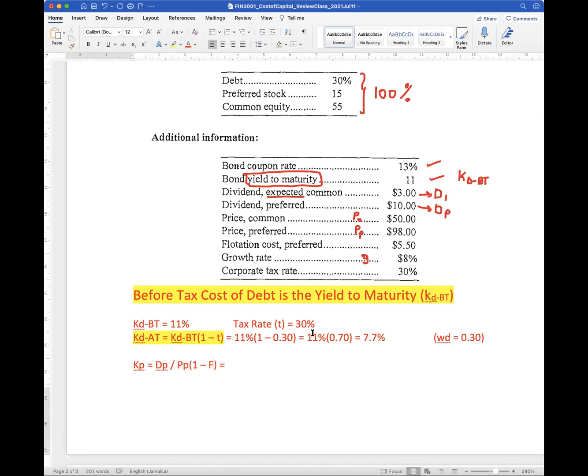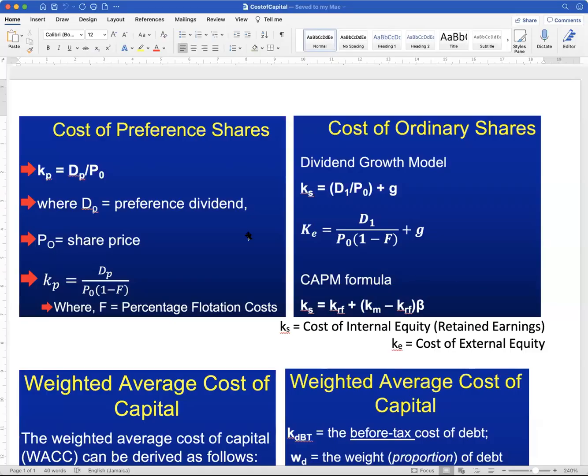Let me just show that sheet again. It's in the WhatsApp group. Give me a second. Yeah, so on the left-hand side, cost of preference shares. You notice two formulas. One says the dividend over the price. The other one says the dividend over the price times 1 minus F, where F is the percentage flotation cost.